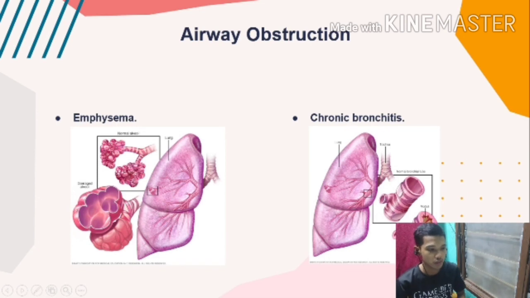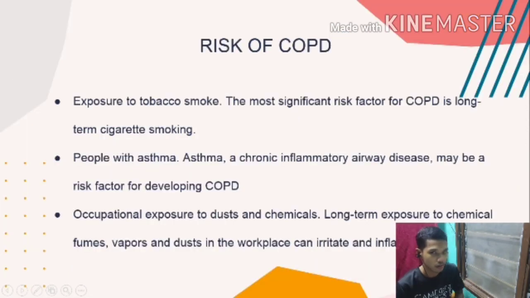The other one is chronic bronchitis. In this condition, your bronchial tubes become inflamed and narrowed, and your lungs produce more mucus, which can further block the narrowed tubes. You can develop a chronic cough trying to clear your airways. These are the risk factors of COPD. First, exposure to tobacco smoke.